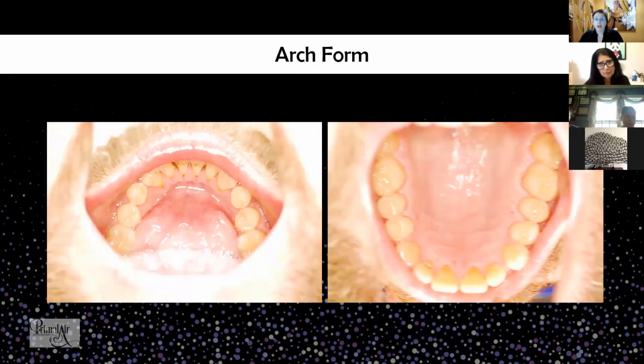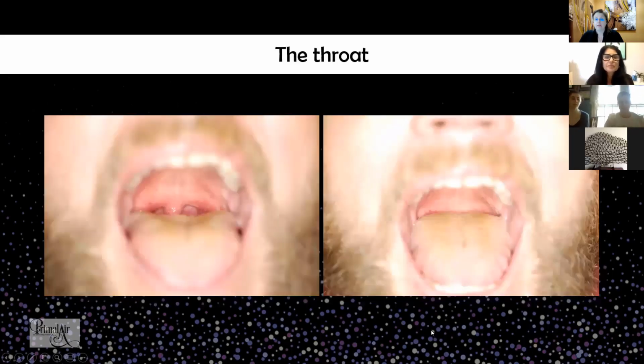This person here has a pretty good arch form. The alveolar ridge isn't very wide. It's kind of broad and low. It looks pretty good, but this isn't the only thing that we look at. We also want to be sure to look in the airway.